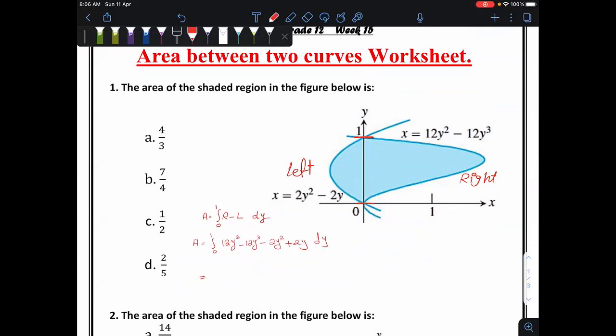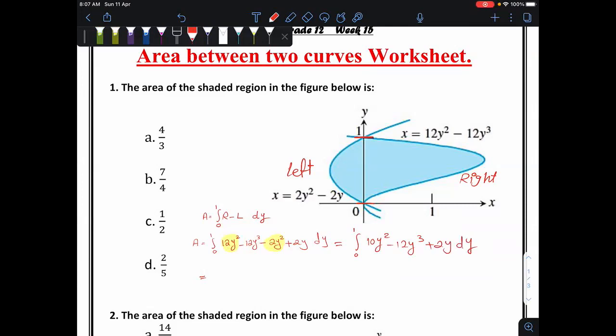It's easy to integrate. We can combine like terms first and integrate. From 0 to 1, we add the like terms: 12y squared minus 2y squared gives 10y squared. Then we have negative 12y cubed, with no like terms, and plus 2y, dy.